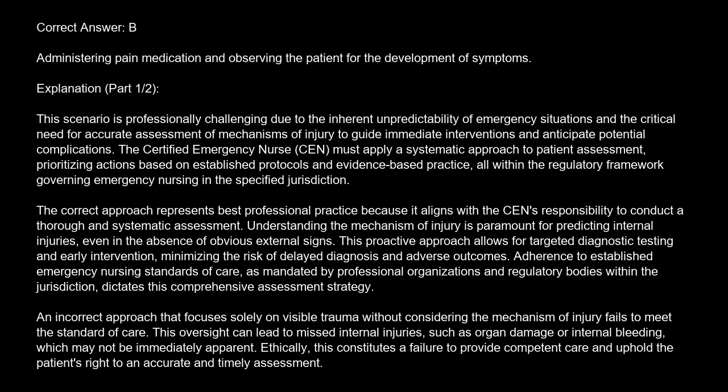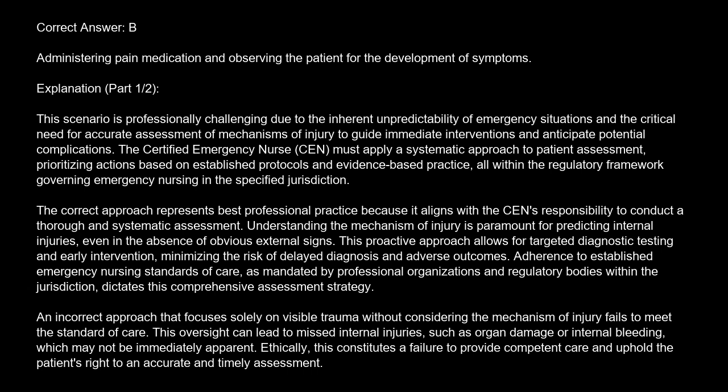The correct answer is B. Administering pain medication and observing the patient for the development of symptoms. Explanation. This scenario is professionally challenging due to the inherent unpredictability of emergency situations and the critical need for accurate assessment of mechanisms of injury to guide immediate interventions and anticipate potential complications. The certified emergency nurse, CEN, must apply a systematic approach to patient assessment, prioritizing actions based on established protocols and evidence-based practice, all within the regulatory framework governing emergency nursing in the specified jurisdiction.